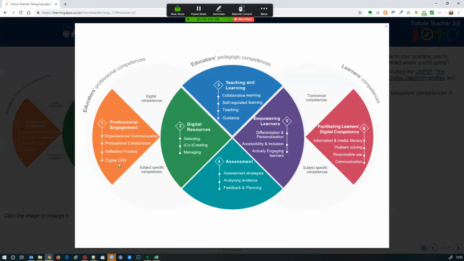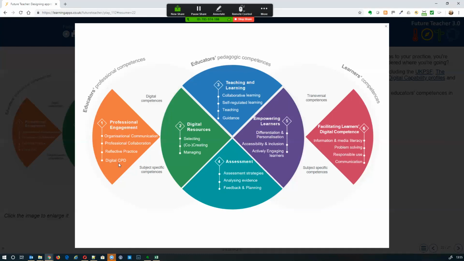So you can see the big quadrant on assessment there at the bottom. This is a European framework of competencies for educators, and clearly assessment is quite a big focus. It's almost a quarter of the whole thing, but wrapped up around it, on the left you've got your professional competencies, and on the right you've got your learner competencies.